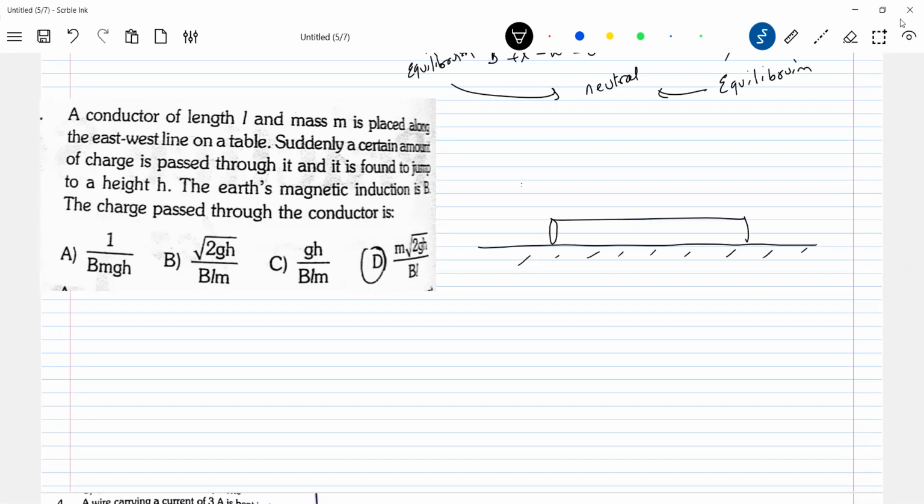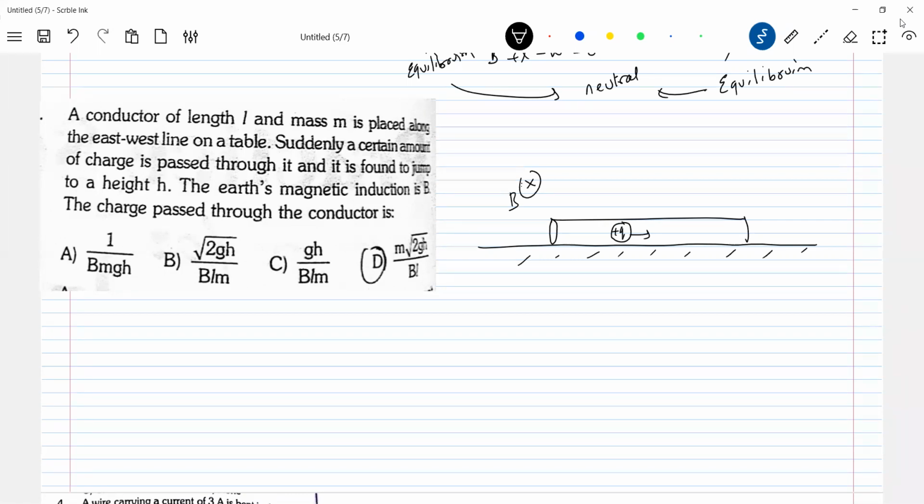So we are going to pass a charge through it. And let there be a horizontal component of Earth's magnetic field. Let it be B. The charge Q is going to proceed. Suddenly a certain amount of charge is passed through it and it is found to jump to a height.